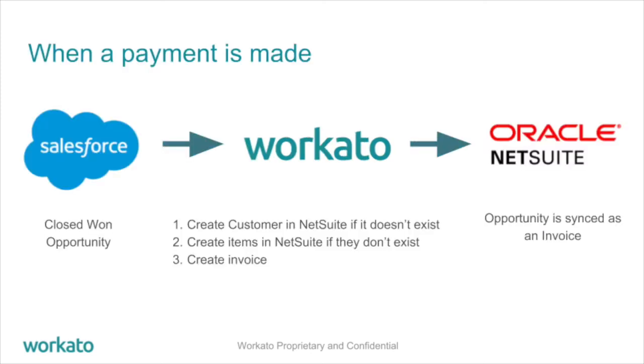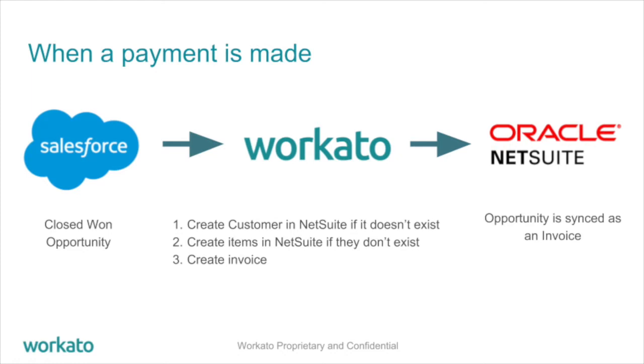The first scenario I'm going to discuss is to sync a closed won opportunity from Salesforce into an invoice in NetSuite. So this scenario begins when an opportunity is marked as closed won in Salesforce. Once that happens, a Workato recipe will get triggered and it will execute a workflow.